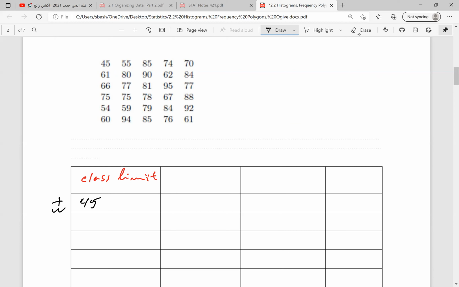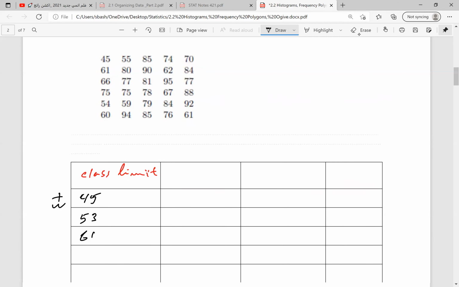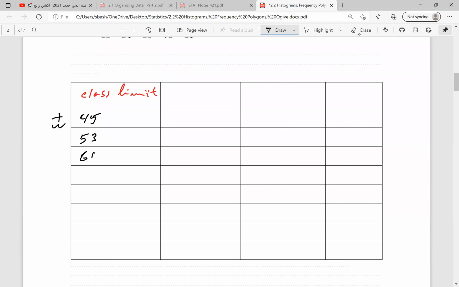45. Next one will be 53. Next one is 61. Next one will be 69. Then we have 77. Then we have 85. And last one will be 93. Let's count how many we have. 1, 2, 3, 4, 5, 6, 7. So these are 7 classes.